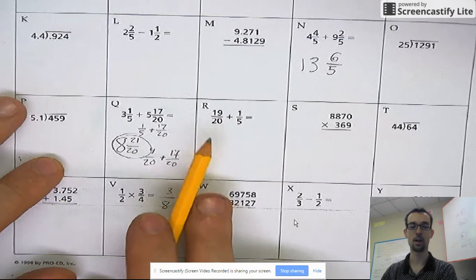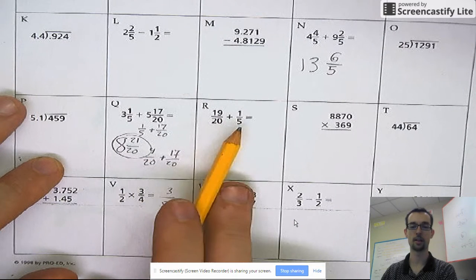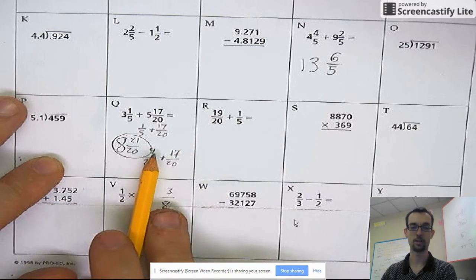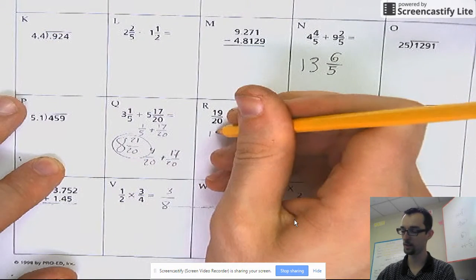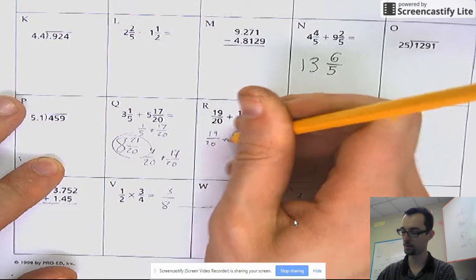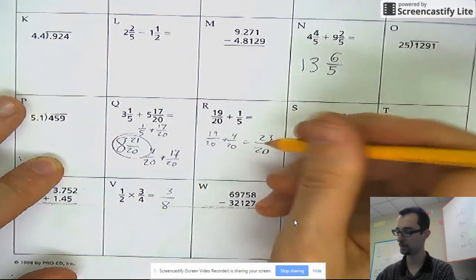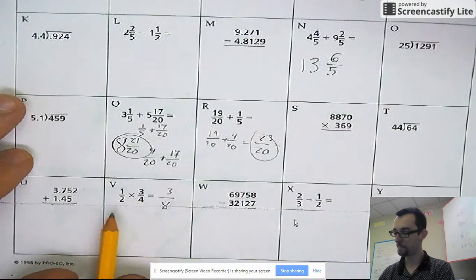Next one, R. We just did this. It's very similar, right? In fact, I could use information I know: 1/5 is 4/20. So this question is really 19/20 plus 4/20, which is 23/20. Done. Next one.